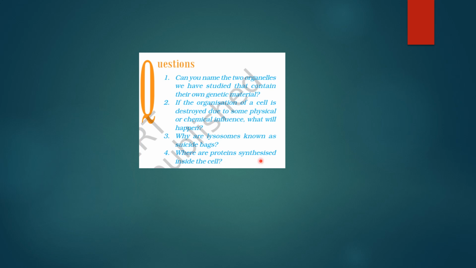Fourth question is, where are proteins synthesized inside the cell? They are synthesized on ribosomes, very important. Free ribosomes in the cytoplasm make proteins for internal use, and ribosomes on the rough endoplasmic reticulum make proteins for export or membrane insertion, right?